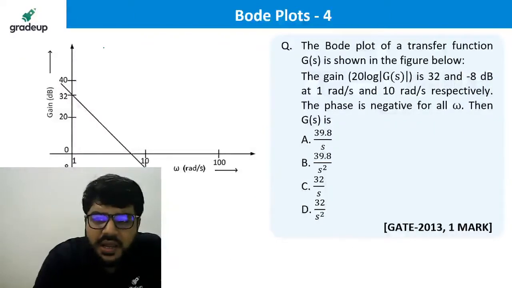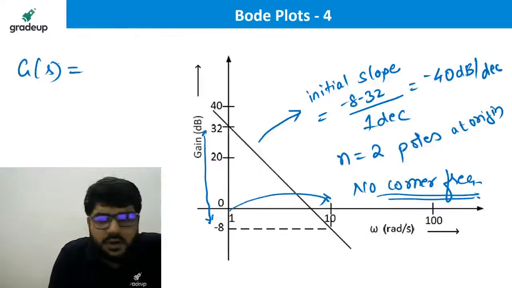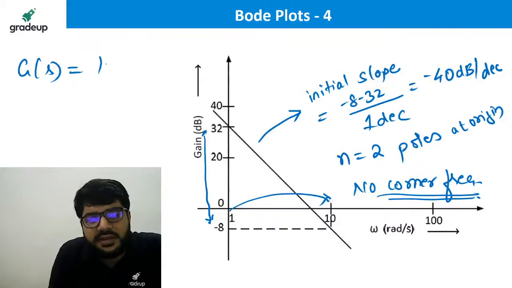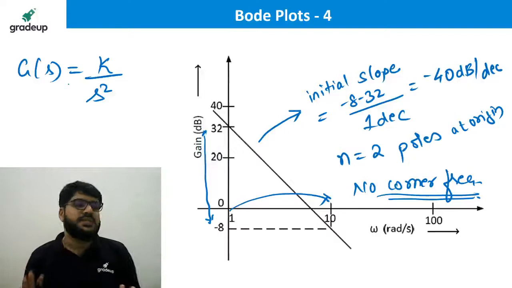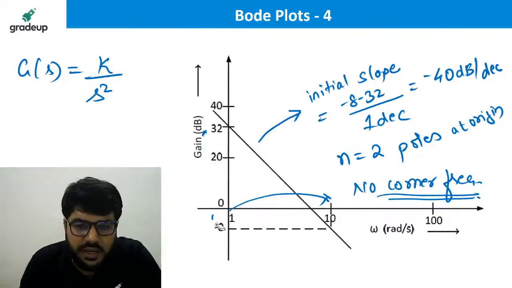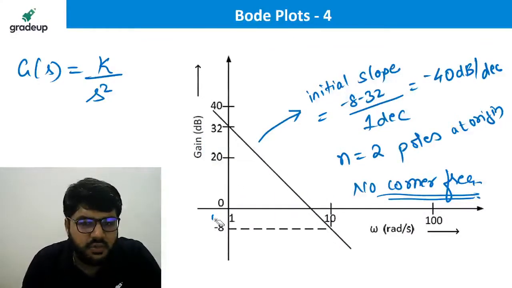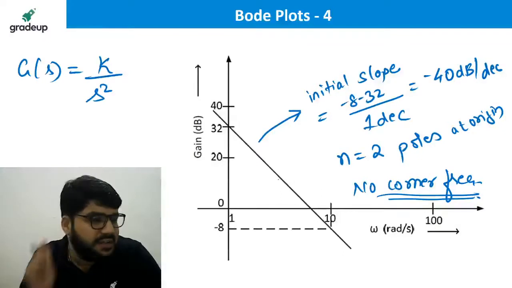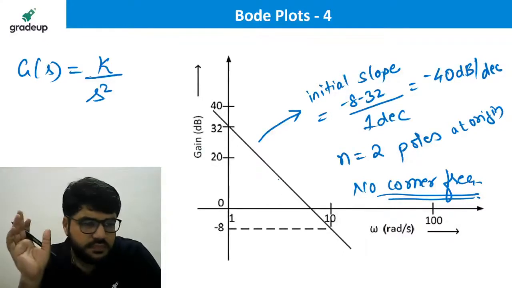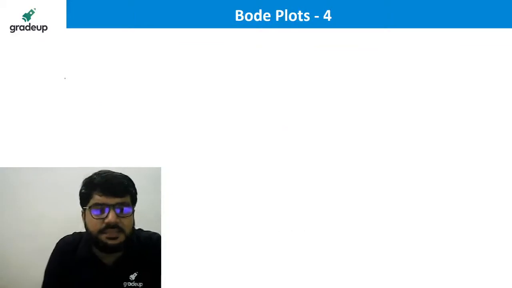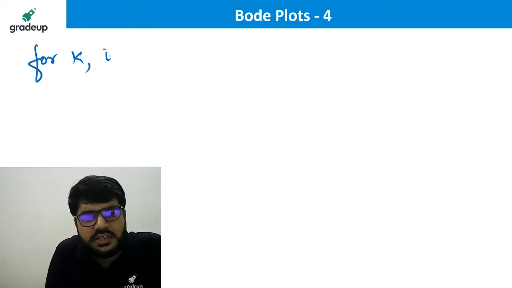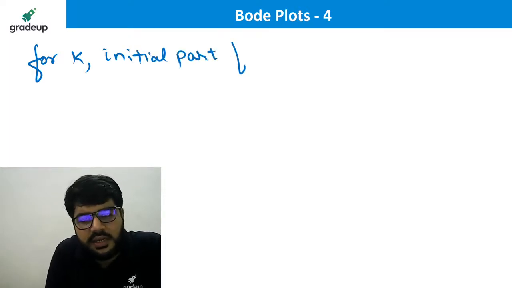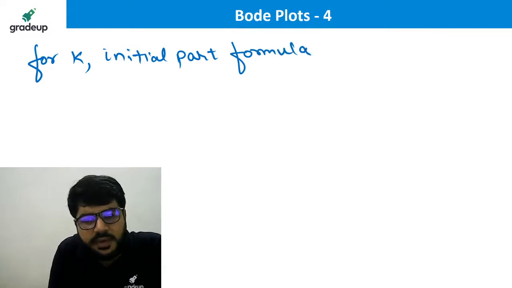It will be unity feedback. Here they are talking about the Bode plot of GS. So what is G? It is just K divided by S square. There is no other simple pole and zero because there is no corner frequency. So what is the value of K? K can be obtained by the initial part formula. Like yesterday I told you, for K use the initial part formula. It should be obtained simply.